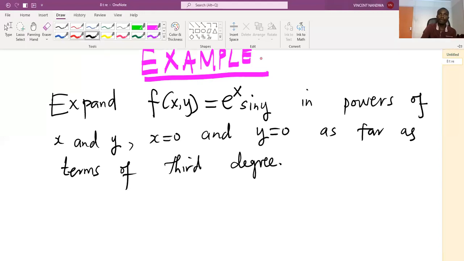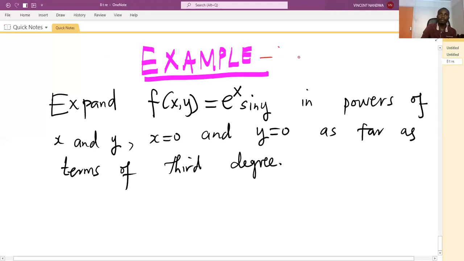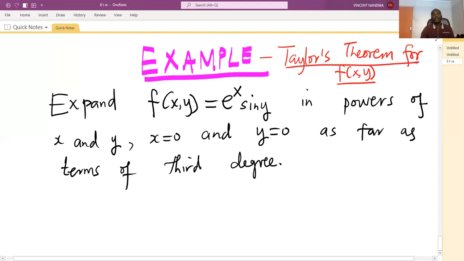on Taylor's theorem for a function of two variables, x and y. So what we do, we have to write the correct formula for this problem. So clearly they want us to write our formula up to the third derivative. So that's when we get the third degree.